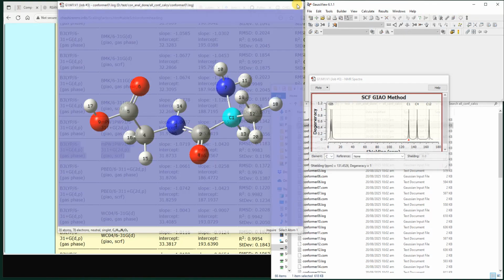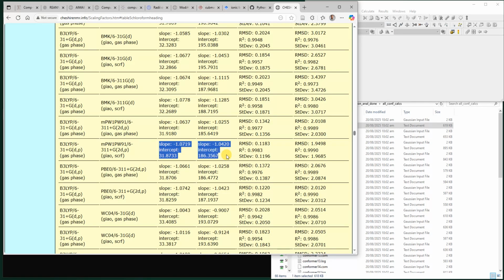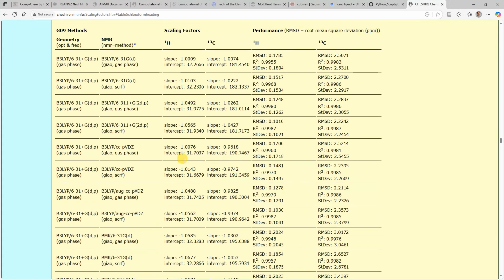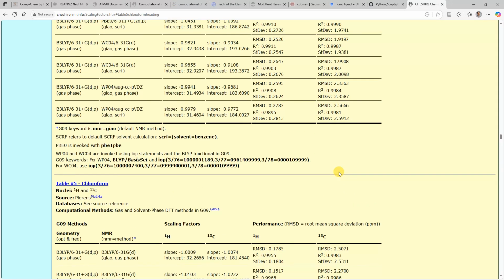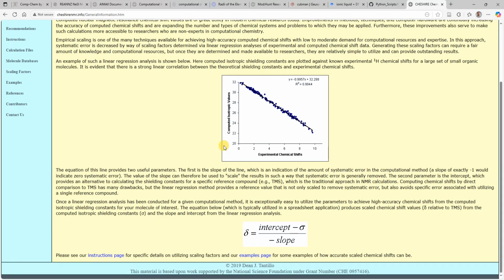So this was basically about telling you about this website, how I use the methods, and now I'm going to use these slopes in my Excel sheets. So what we do is, if you just remember that we got this website from here, and if you go to general information, it tells you the method, how you use it. So you use the intercept and the slope value, and this sigma is basically the shielding tensors that you get out of the Gaussian file. So you use this formula to calculate the chemical shift.